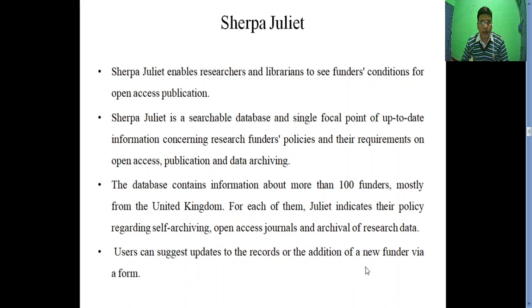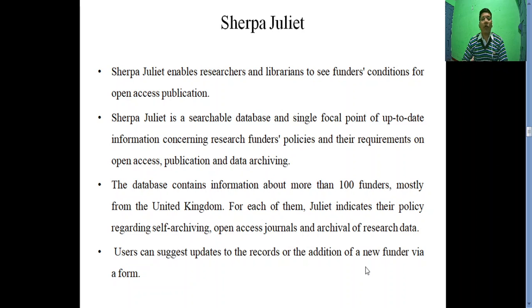The SHERPA Juliet. SHERPA Juliet enables researchers and librarians to see funders' conditions for open access publication. SHERPA Juliet is a searchable database and single focal point of up-to-date information concerning research funders' policies and their requirements on open access publication and data archiving.